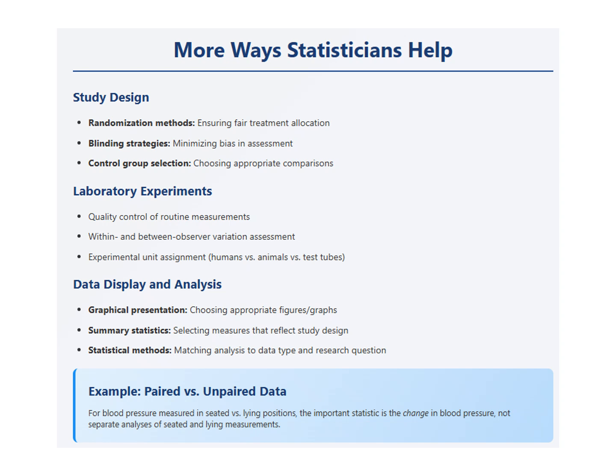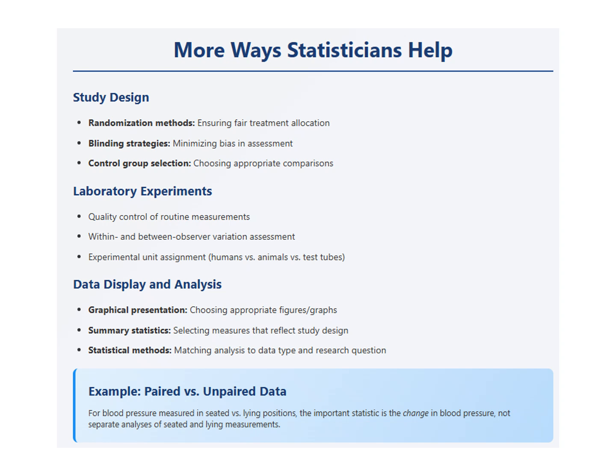A statistician can help with quality control of routine measurements, assessment of within and between observation variation, and decisions about experimental unit assignment. But here's one of my favorite examples of why design matters: paired versus unpaired data. Suppose you want to study blood pressure changes when patients move from sitting to lying down. You could measure blood pressure in 50 seated patients and 50 different lying patients, and then compare the groups. Or you could measure blood pressure in the same 50, both seated and lying down.